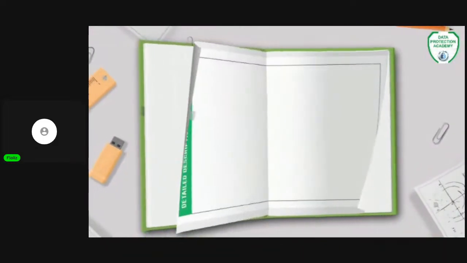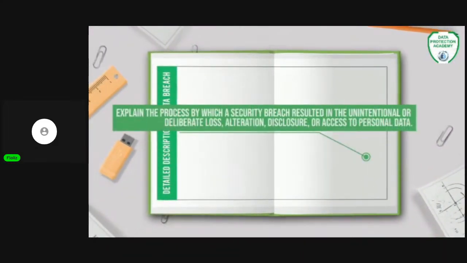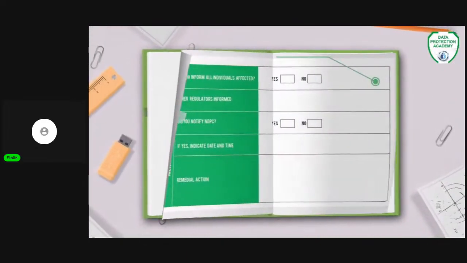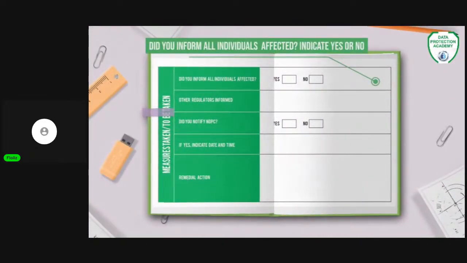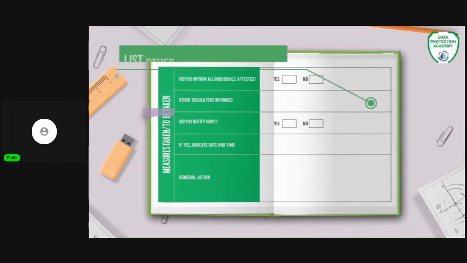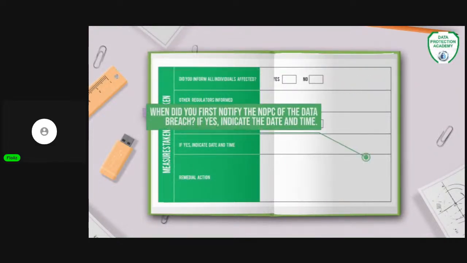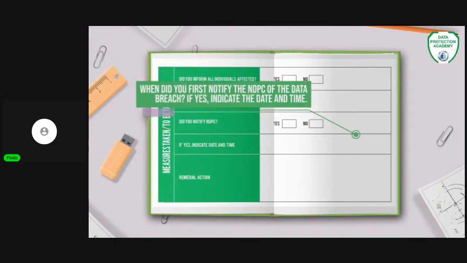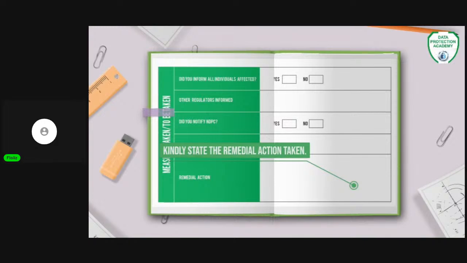Description of breach. Explain the process by which a security breach resulted in the unintentional or deliberate loss, alteration, disclosure, or access to personal data. Measures taken or to be taken. Did you inform all individuals affected? Indicate yes or no. List other regulators informed. When did you first notify the NDPC of the data breach? If yes, indicate the date and time. Remedial action. Kindly state the remedial action taken.